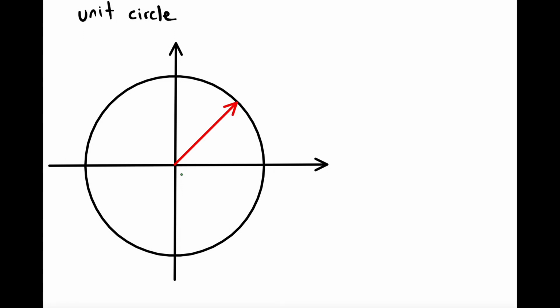The circle that I've drawn here is a unit circle. The meaning of a unit circle is it's a circle whose radius is 1. Talking about this distance being 1, that also implies that the length of the red vector is also 1.